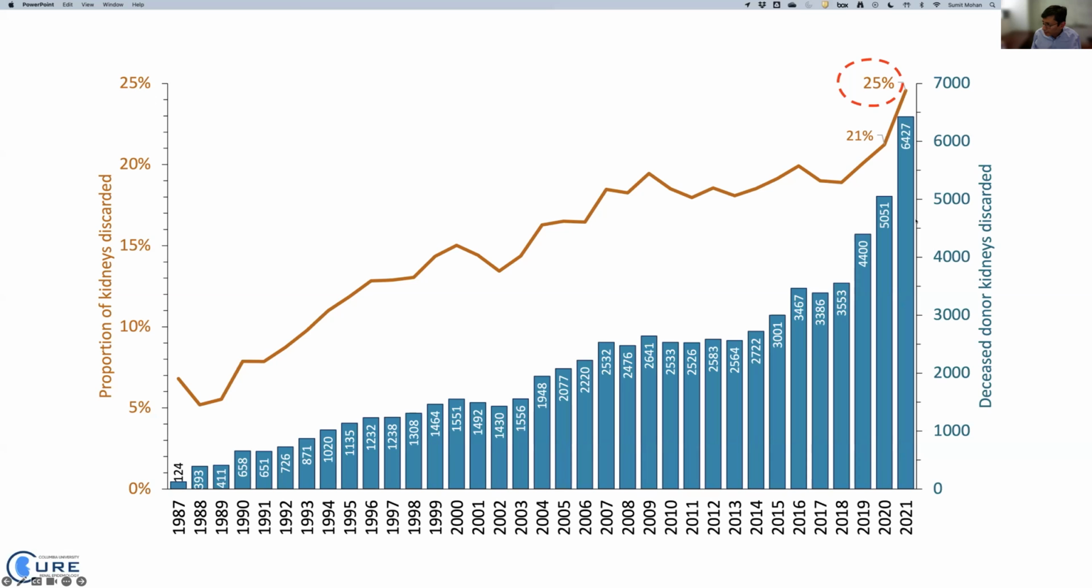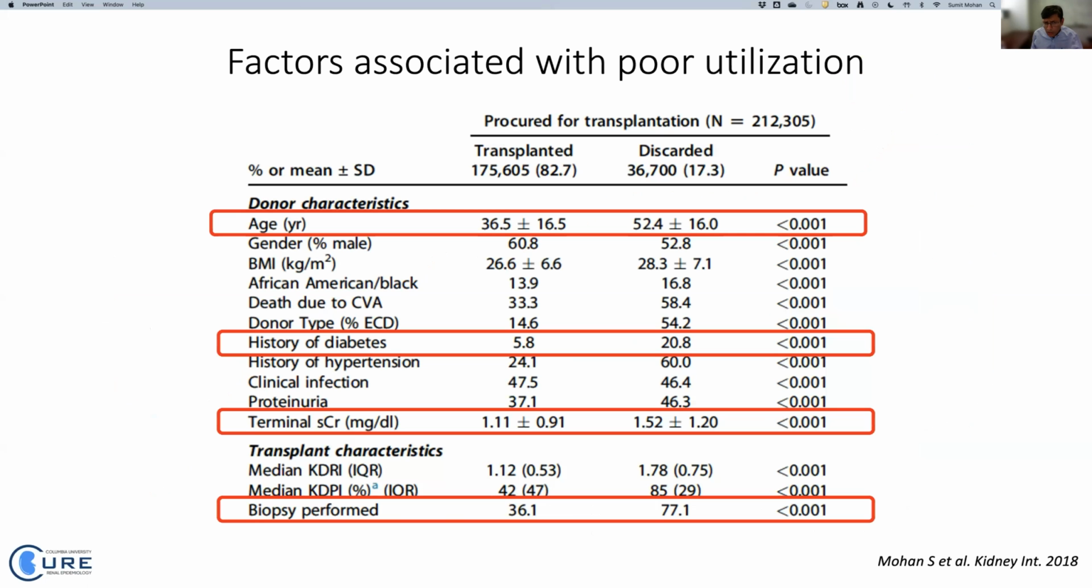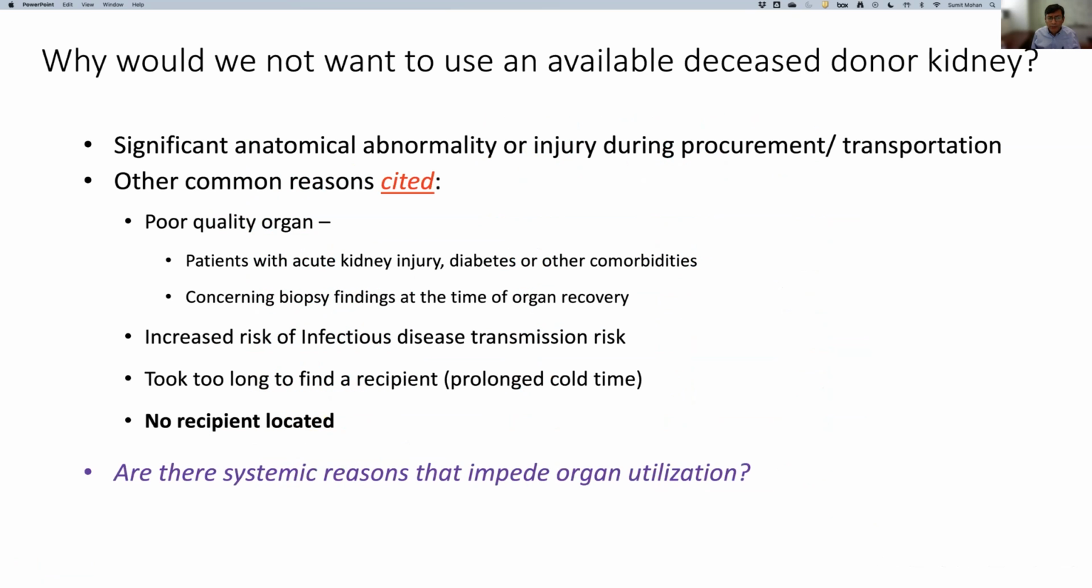Now, why might that be? I'll come back to this. There are many factors associated with poor utilization, but the most commonly cited reasons are what? That there was a poor organ quality, that there was either acute kidney injury, diabetes, or other comorbidities, right? Or there was concerning biopsy findings at the time of organ recovery, these so-called procurement biopsies.